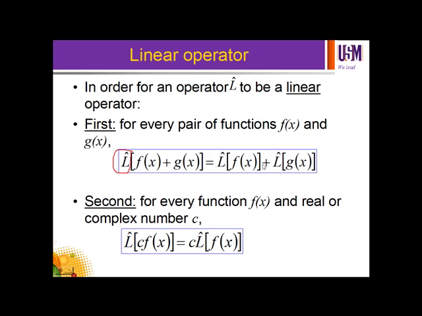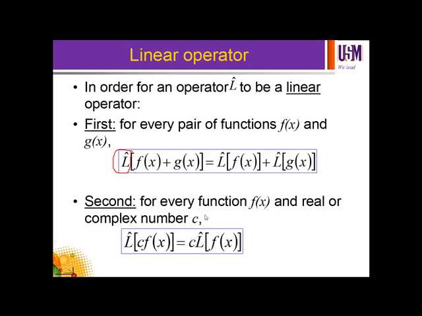relationship. Okay, that means if you have a linear operator, the summation of two functions will give you the individual relationship between the operator and each function. That means L acting on f plus g equals L f plus L g. This is the first condition.